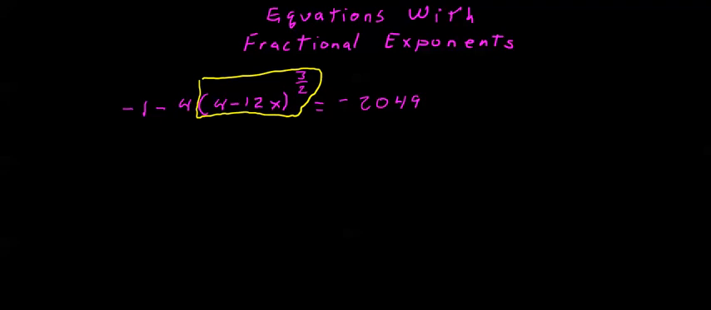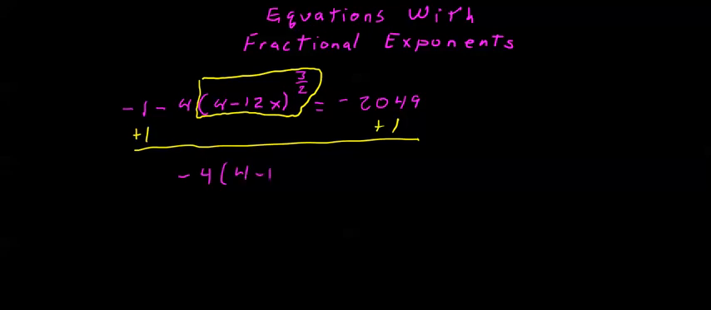So what are we going to do? Well, like we've always done, we're going to add 1 plus 1. And we're going to get negative 4 times (4 minus 12x) raised to the 3 halves equals minus 2050.